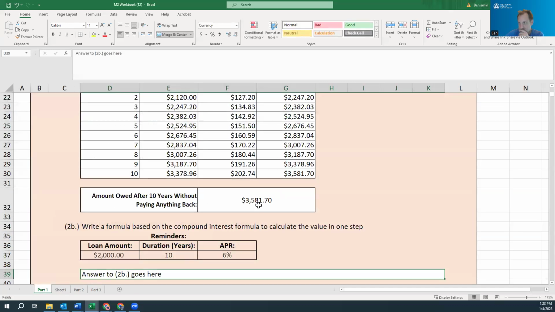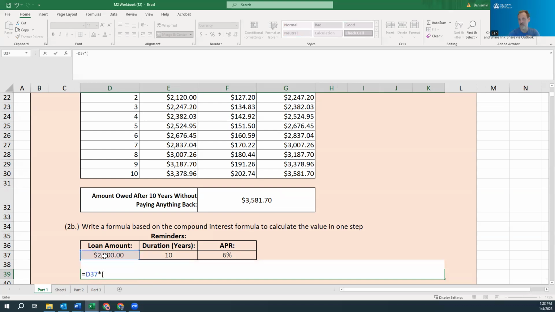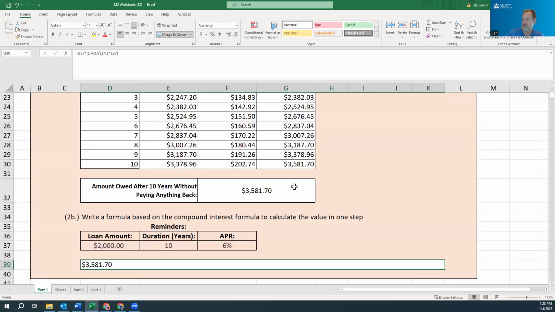Again, we're going to start with the equal sign. P is the $2,000. I have to multiply. I can't implicitly multiply by putting the parentheses next. 1, it's always 1 plus R, which is 6%. I'm compounding annually. So if I wanted to, I could do divided by 1, but it's not going to make a difference. Raising it to a power, and I'm going to do 1 times 10, because that's the number of years it is. And this number should be exactly the same as this number.